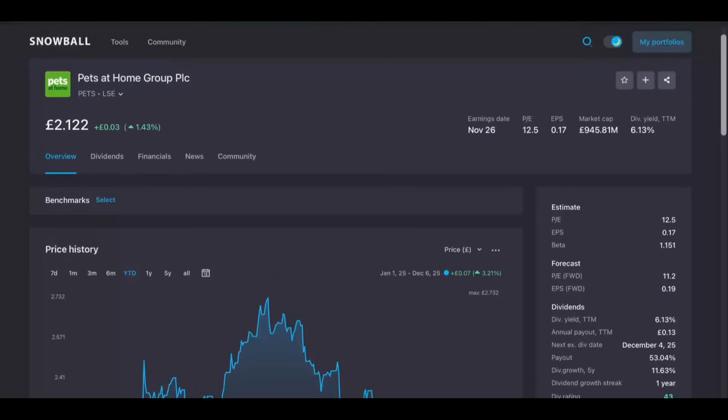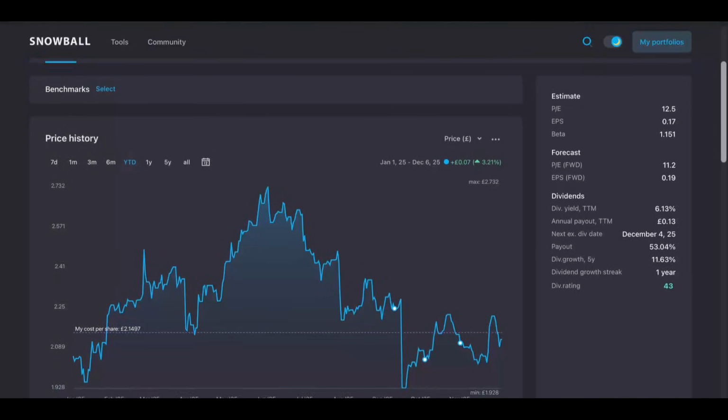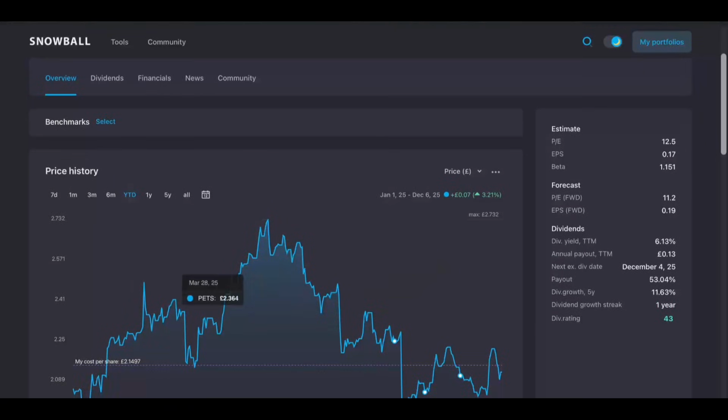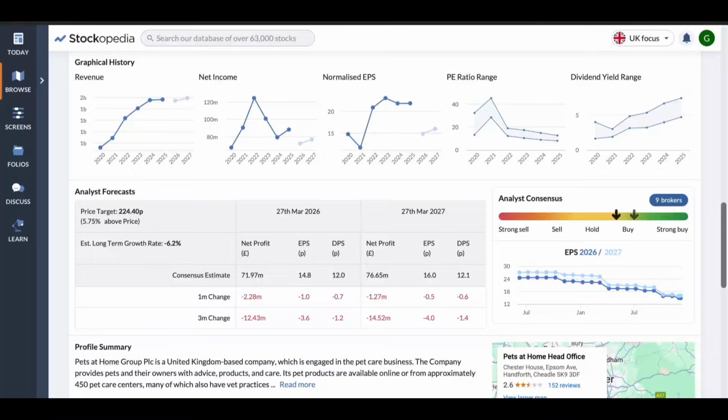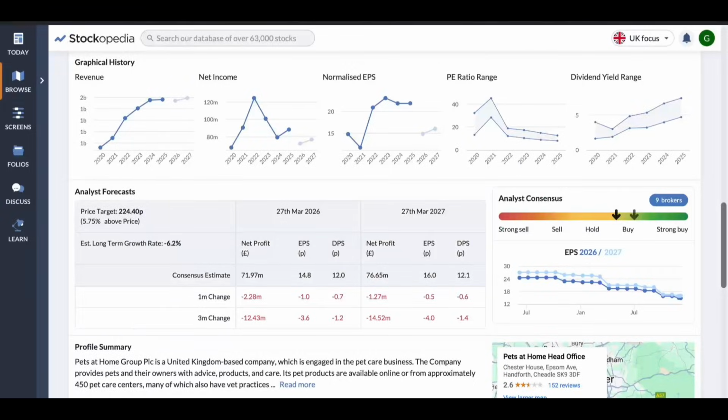And this now leaves me with £19 left in the portfolio, and I'm going to be deploying that into my Pets at Home position. And as we can see, they have a 5-year dividend growth rate at 11.63%, with a dividend growth streak at only 1 year, but they also do boast a very high dividend yield that currently sits at 6.13%. And as we can see, year to date, they are up 3.21%. Right now, the analyst consensus is that it's between a hold and a buy, with 3 sells, 3 strong buys, and then 2 holds and 2 buys, with an overall price target at 224 pence, which is only around 5.75% above the current price.